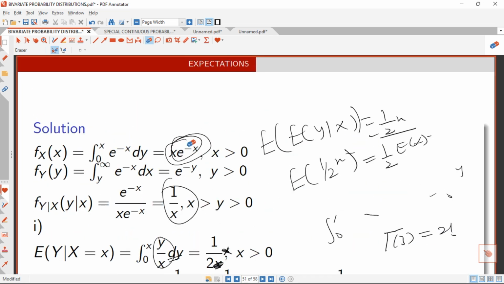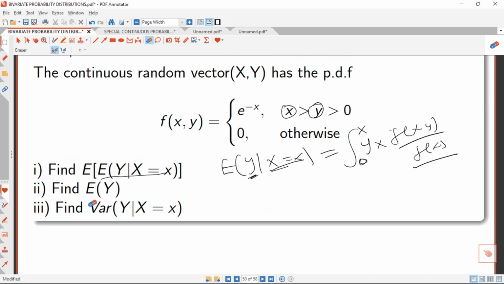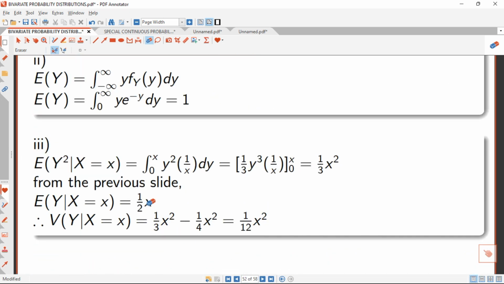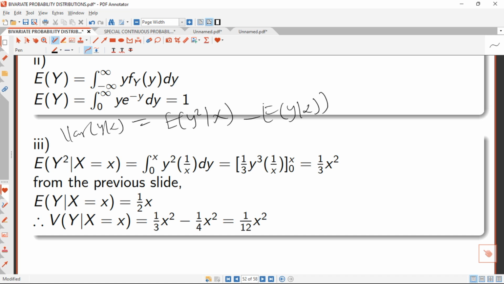And then our last question was what? We should find the conditional variance of y given x. For that one too, we are just going to follow the same trend, but we know that for conditional variance, we are going to get the expectation of y squared given x minus the expectation of y given x, all squared. So that is what we have here.